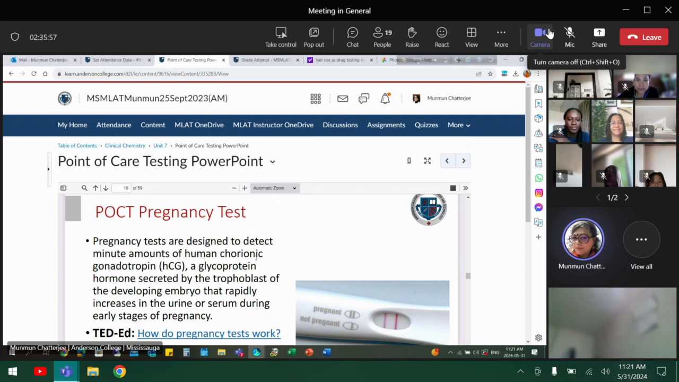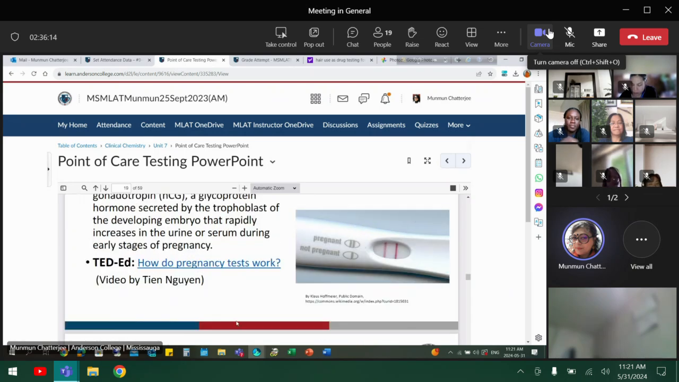That's why it only appears at a high level when you are pregnant and when the placenta is formed. It's a glycoprotein hormone secreted by the trophoblast of the developing embryo, forget about that in the placenta. It rapidly increases in urine or serum during early stages of pregnancy. That is going to show you that you are pregnant. So you are going to get two bands if you are pregnant. If you get one band, that means you are not pregnant. If you have no bands, the test kit is not working.